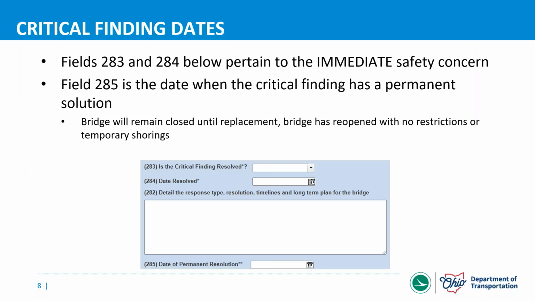And then 285 is usually either weeks or months down the line, or it could be relatively close to discovery if the decision is made that this bridge will remain closed until replacement.